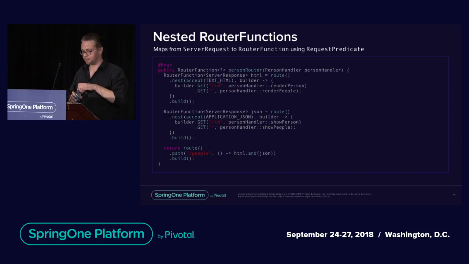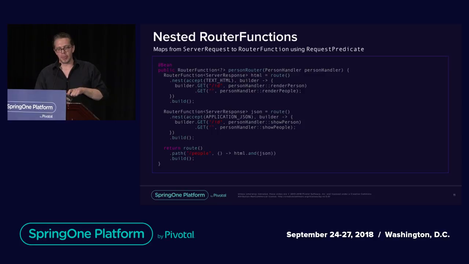So this is nesting, nested router functions. Remember, a normal router function maps from the request to a handler function. A nested router function maps from the request to a router function. So it's an extra step of indirection, basically. We're not mapping to the thing that's going to handle the request. We're mapping to the thing that knows which thing is going to handle the request. That's why it's called nesting.